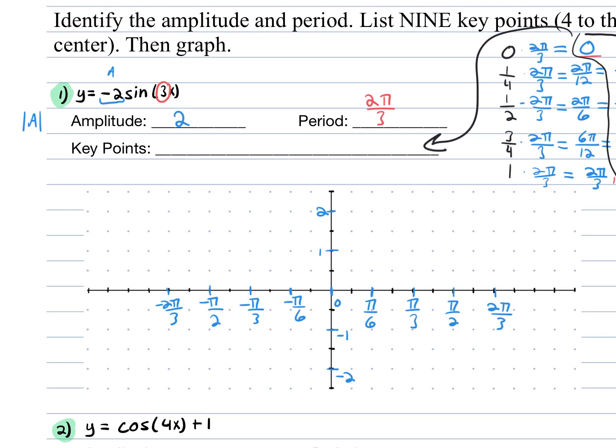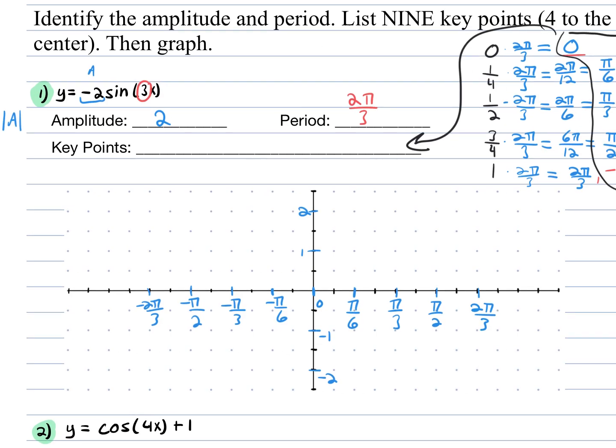All right, and then this is where you have to memorize the pattern. So labeling that stuff is actually pretty simple. That's half the problem already. All right, now we just have to graph them.